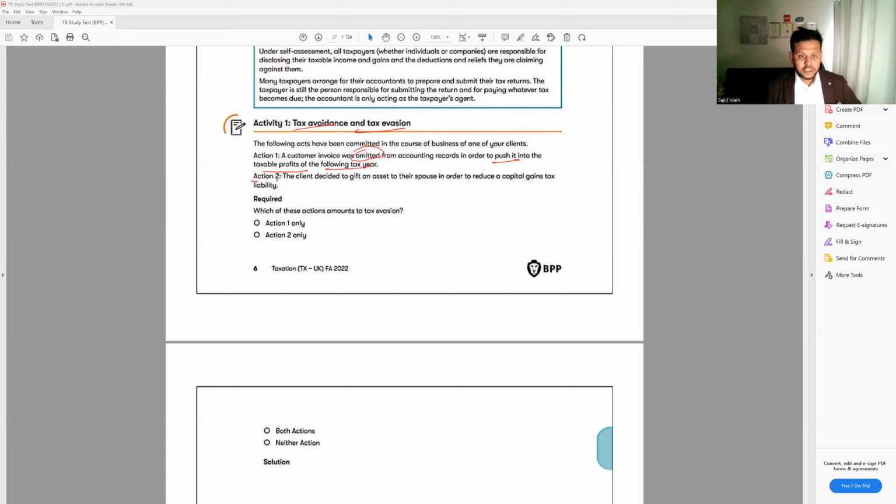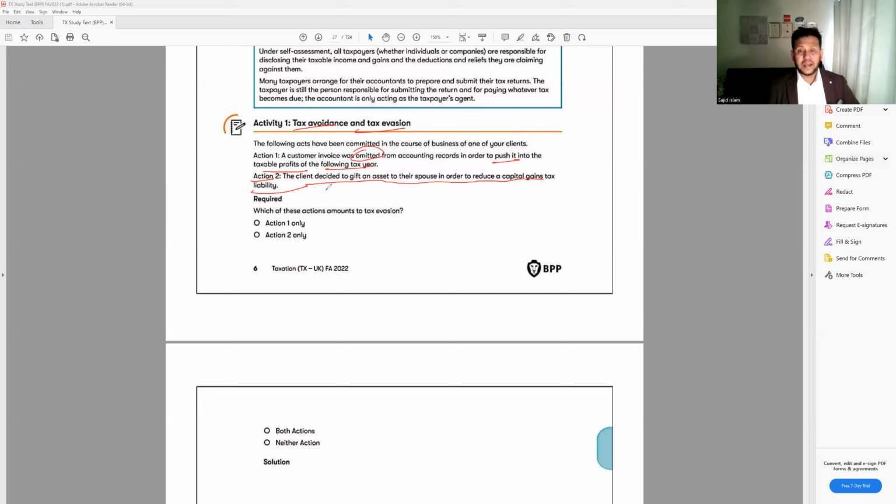The next one is action 2. The client decided to gift an asset to their spouse in order to reduce the capital gains tax. So it's definitely a good thing to do. We always advise our clients to do that. So for example, if the client comes to you and says, we have a house, we have a painting, we have a car, we say give it as a gift so that you pay less capital gains tax. Your wife doesn't have an income, so give it to the wife, because between wife and husband it is exempt, it is zero rated, so you don't have to pay any tax if you give it to your wife.